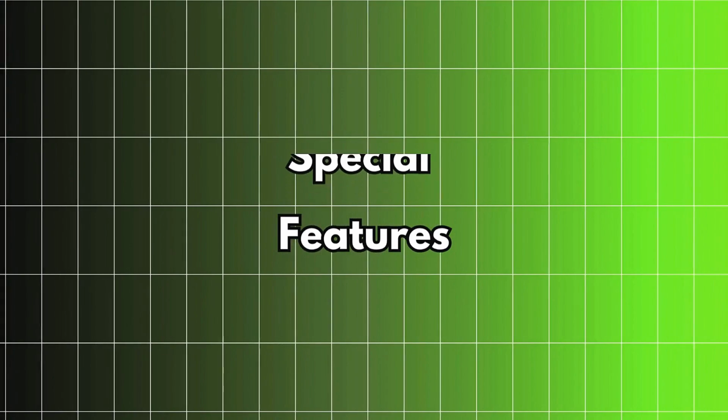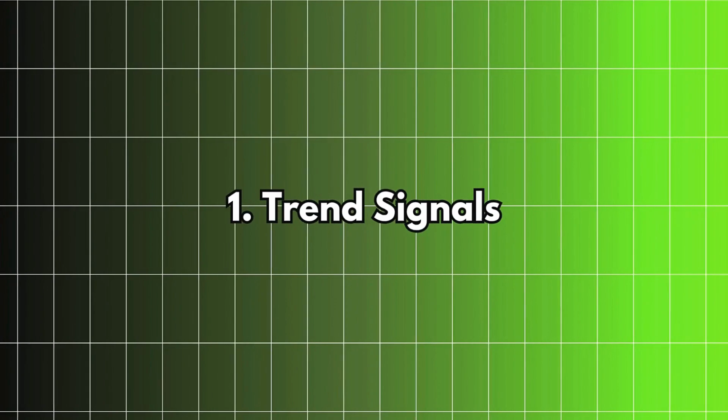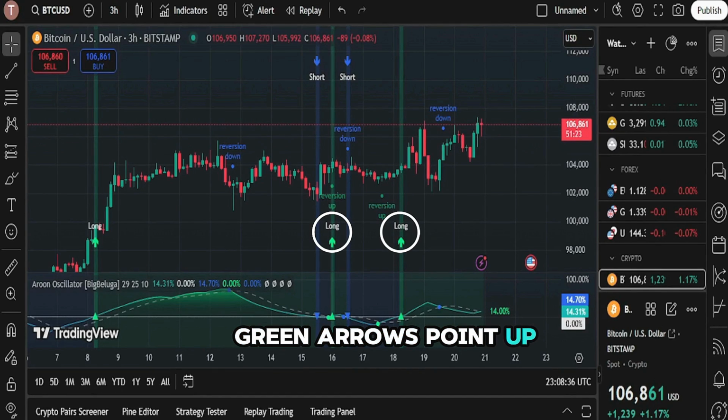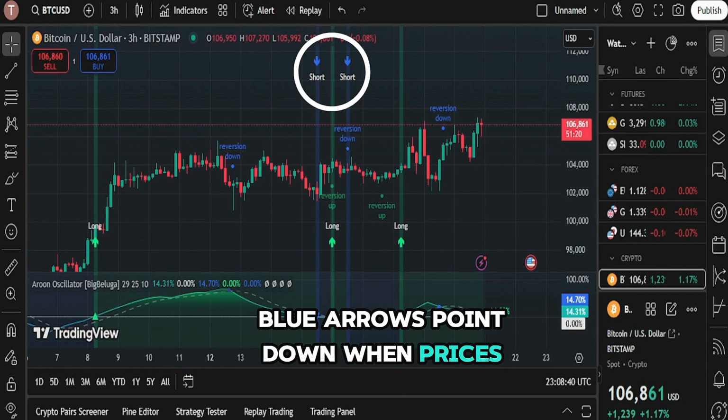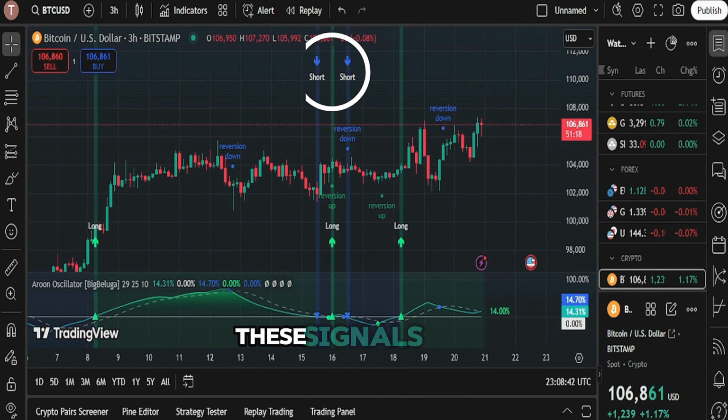Special features. 1. Trend signals. Green arrows point up when prices might rise. Blue arrows point down when prices might fall. These signals show up right on your chart.